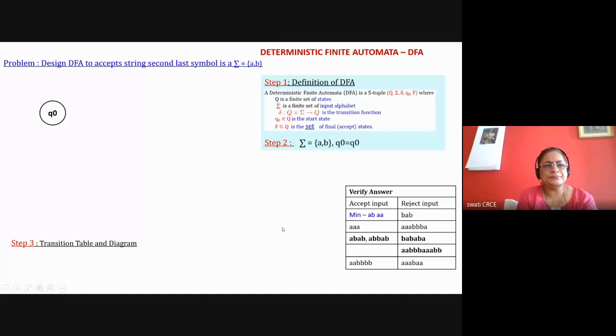With A, it will go to the state Q1. After that, what to do? In the state Q1, there are 2 minimum length strings, AB or AA. So what should I do now? Q2 with the symbol. Okay, for the symbol A, it will be Q2 and final state.